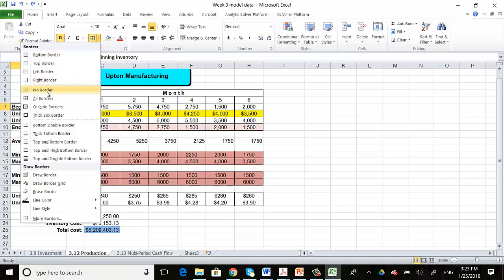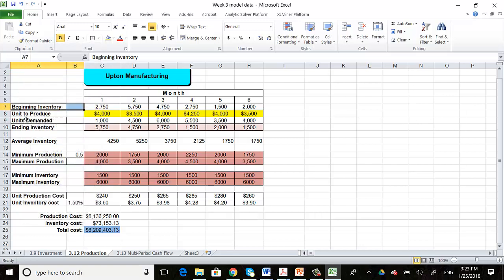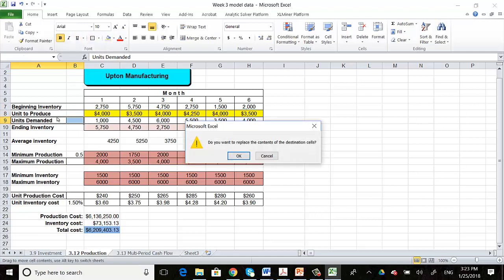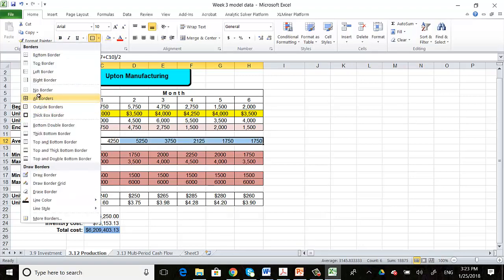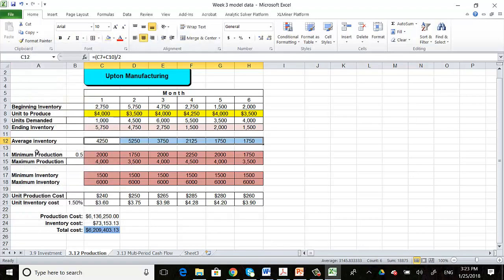Okay, so I'm just going to do some formatting to make them look good. And the inventory. Average inventory. Oh, I need those ones. Oh, wait, no, total cost. Minimum.